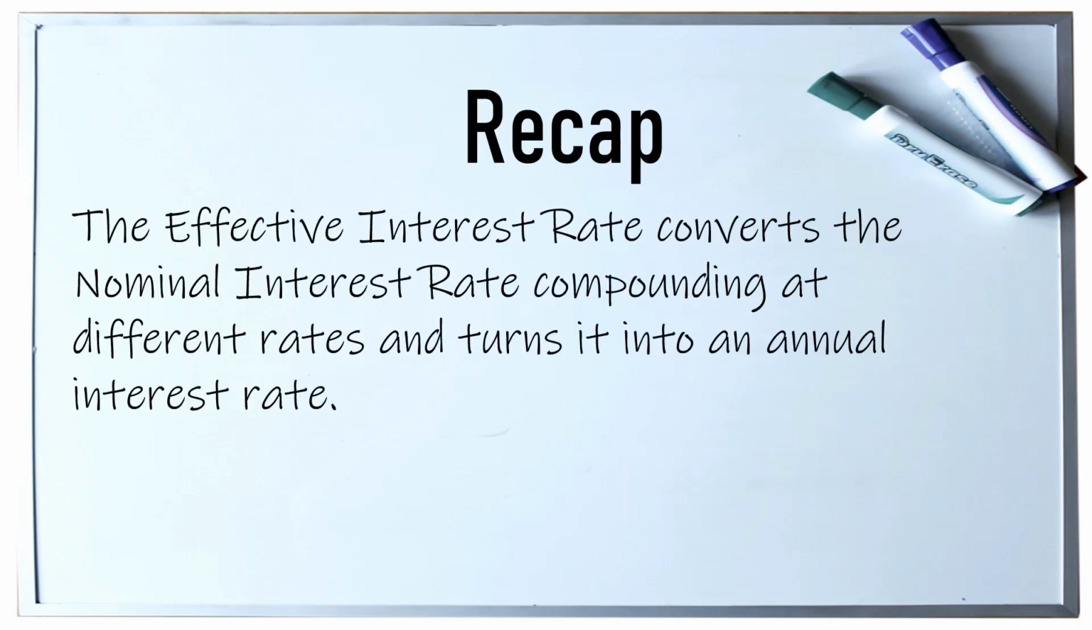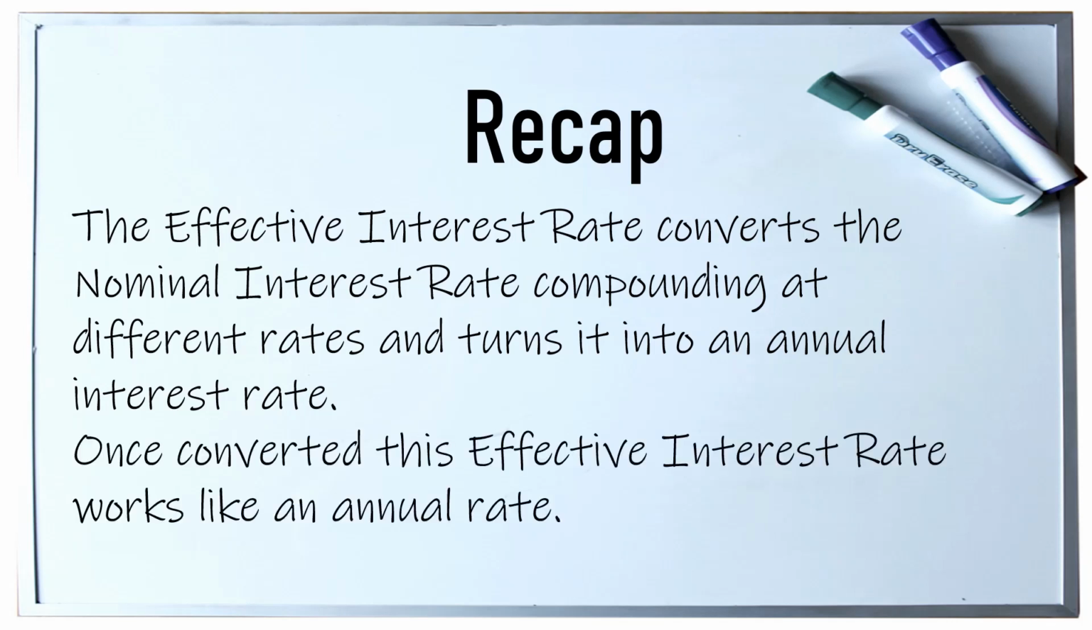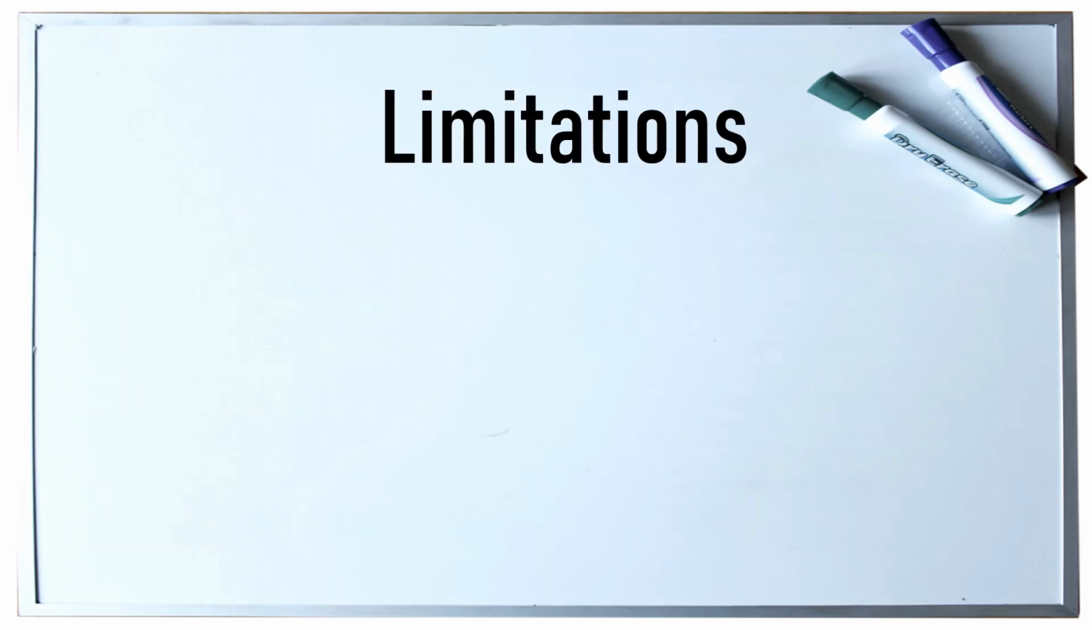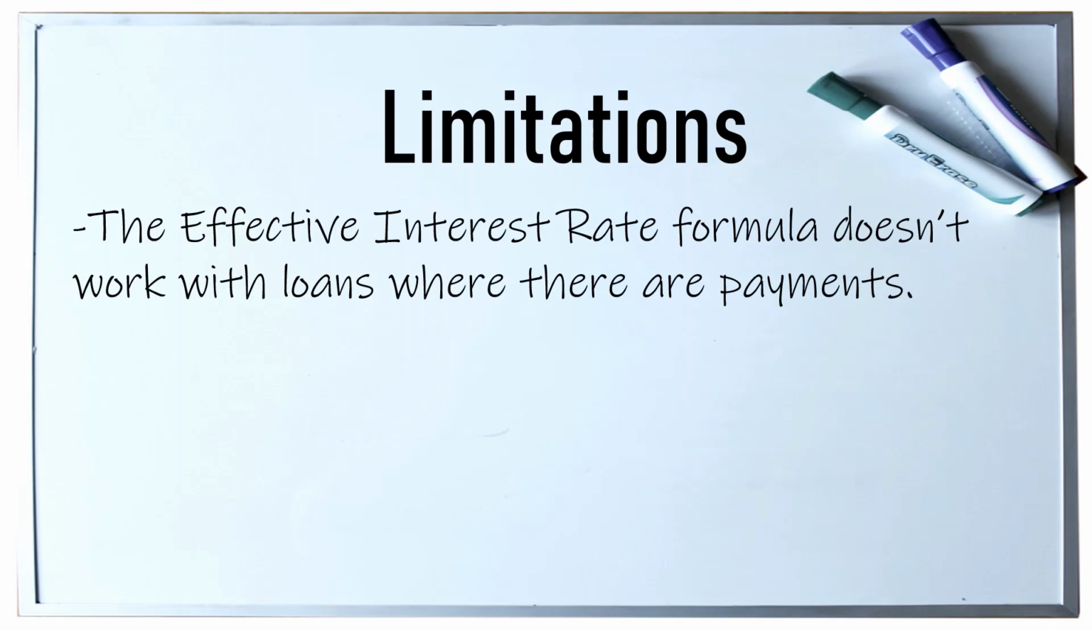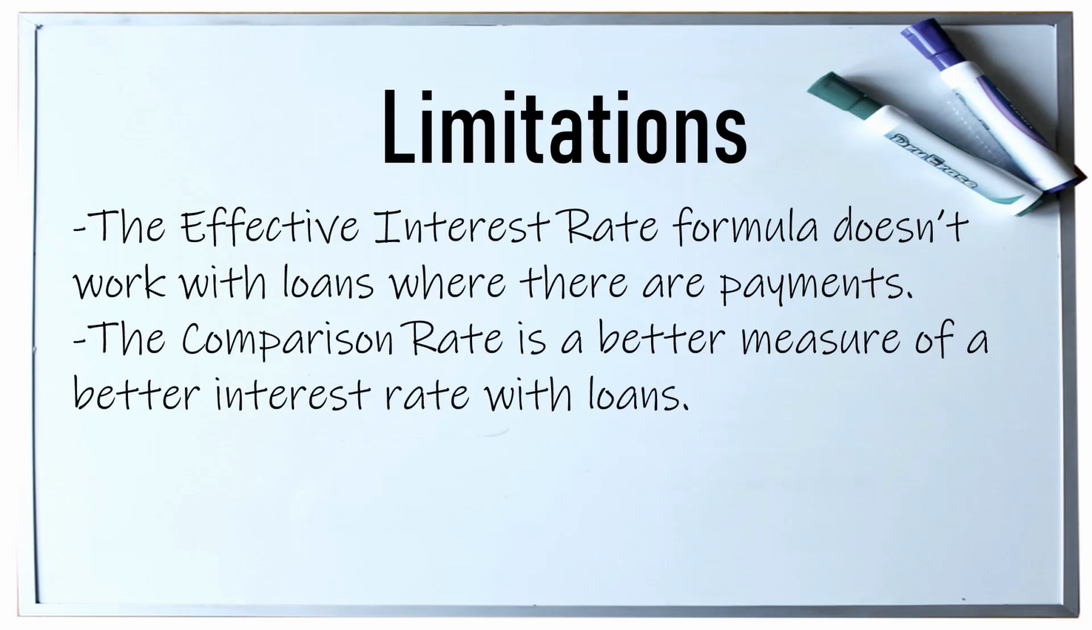So let's recap. Effective interest rate converts the nominal interest rate compounding at different rates and turns it into an annual interest rate. Once converted, this effective rate works like an annual rate. There are some limitations. The effective interest rate formula doesn't work with loans where there are payments. The comparison rate is a better measure in this instance.